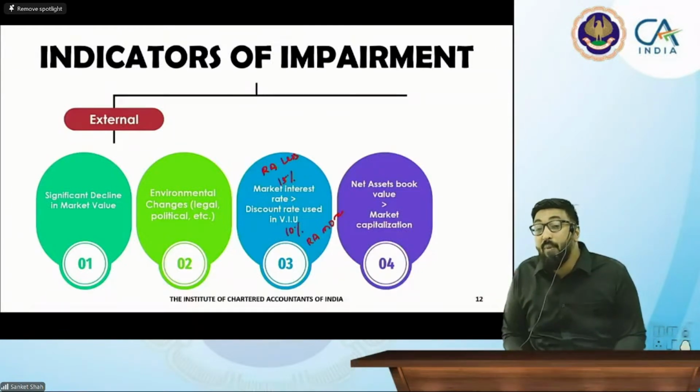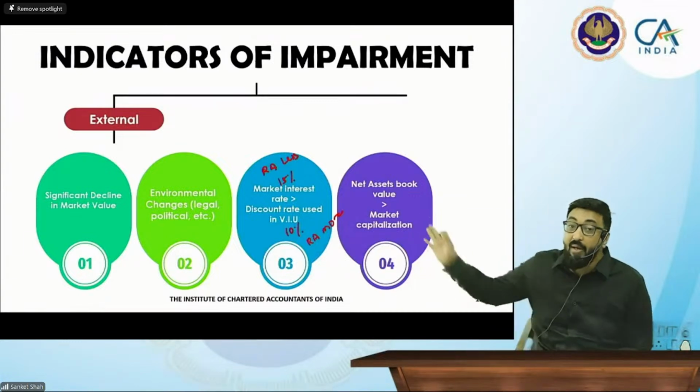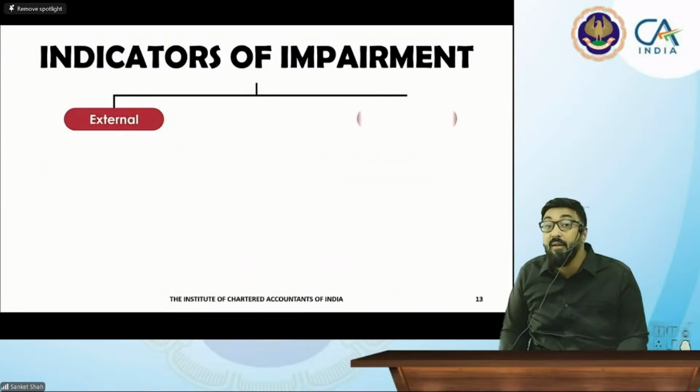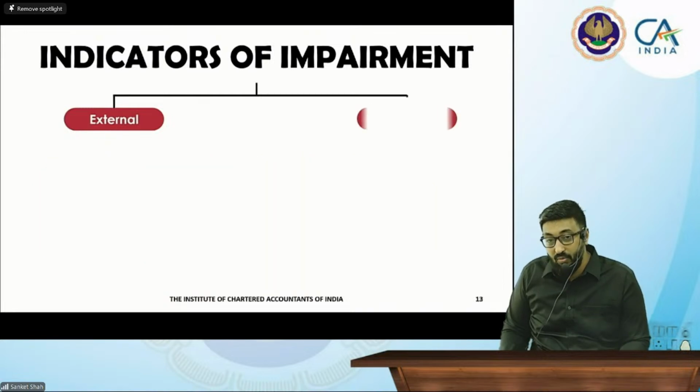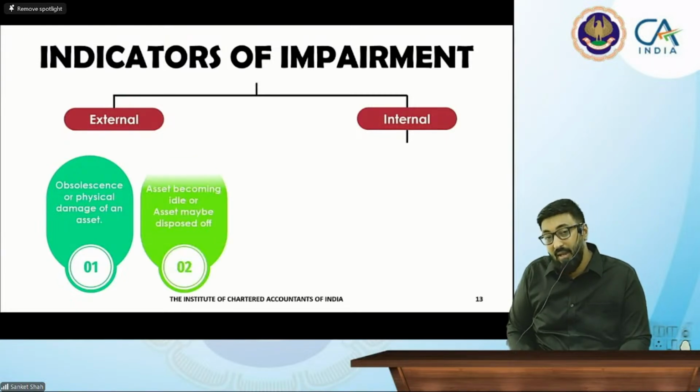Net asset book value is greater than market value, at a lower rate, and you are recording at a higher rate. So there is definitely impairment. These are external factors. Are these factors in your hand? Government, no, sir. Market capitalization, no, sir. Market interest rate, no, sir. So these are external factors. Some are internal factors also. Obsolescence: you are not using that technology now. Is this internal or external? Internal, sir. Yes, internal factor.